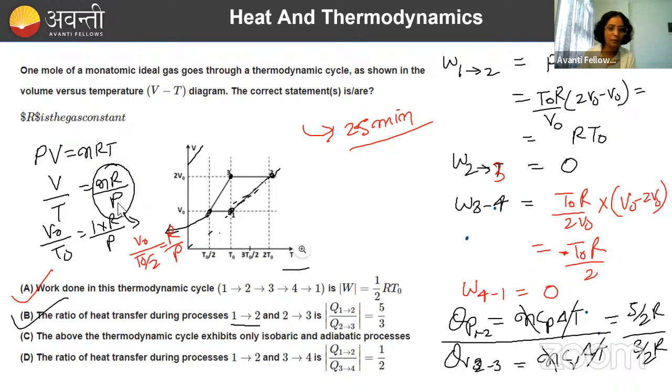Again, this is correct. Then, the above thermodynamic cycle exhibits only isobaric and adiabatic process. No, here there is an isochoric process, there is no adiabatic. The ratio of heat transfer during process 1 to 2 or 3 to 4. You can check this now. So check this and let me know if this is correct or not. Option D. Let me know if this is true or false.